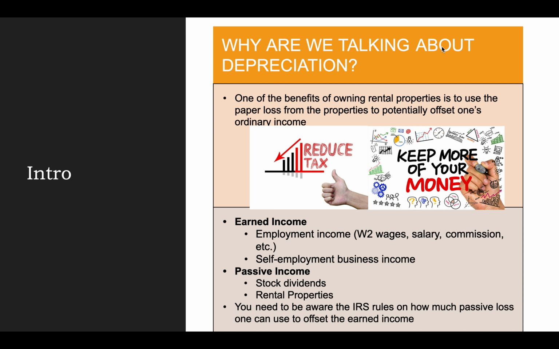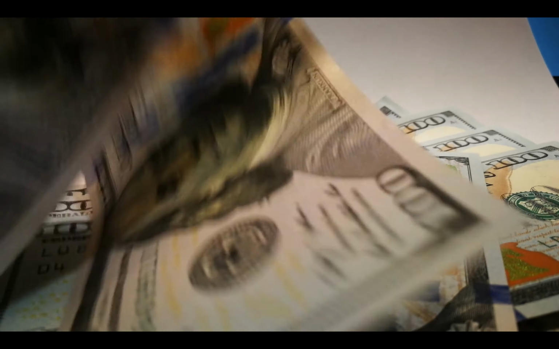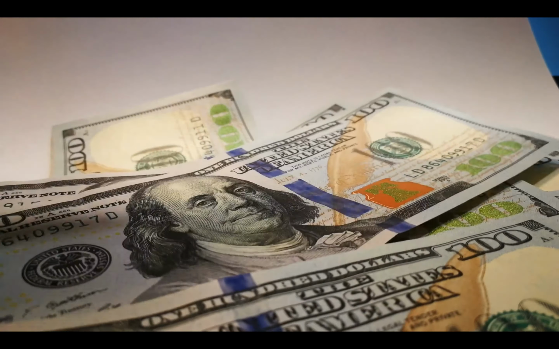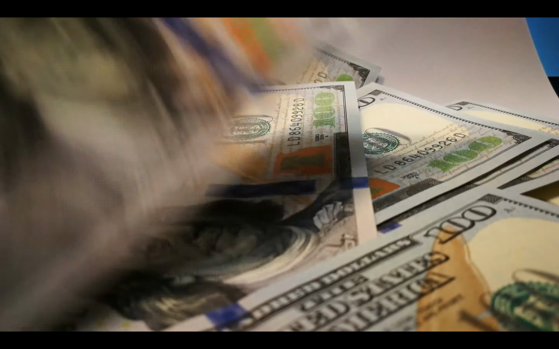The reason why you need to understand the difference between earned income and passive income is if you happen to generate a passive loss from your rental properties, there are strict IRS rules on how much passive loss you're able to use to offset the earned income. If you haven't watched my last video related to the 4 income streams from real estate, please check it out on my channel. And let's first refresh income stream number 4, tax savings.